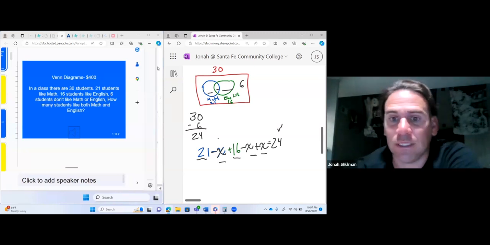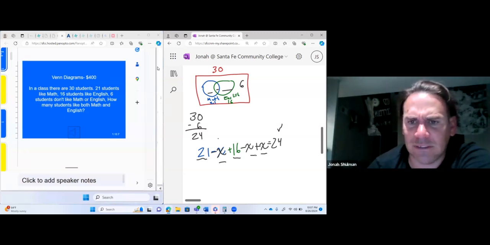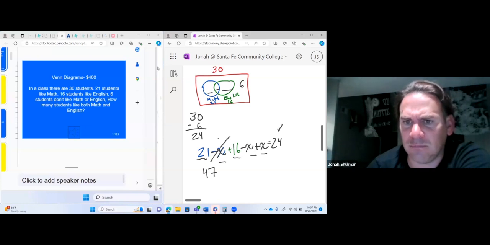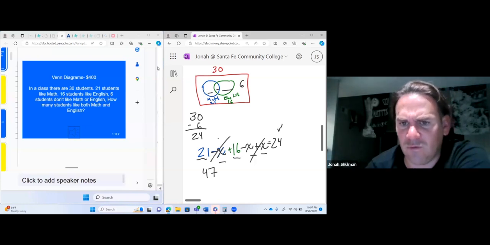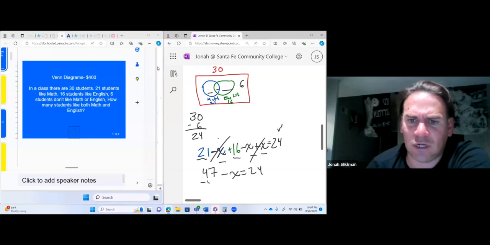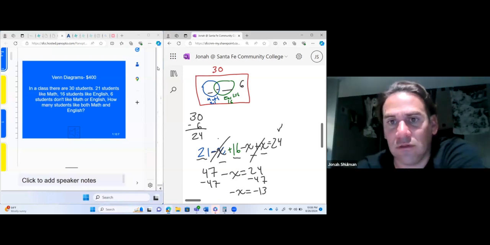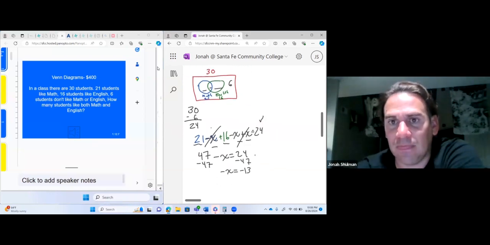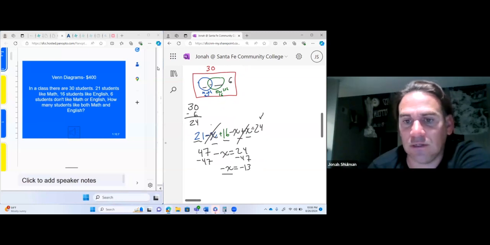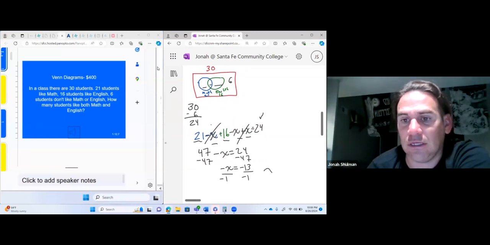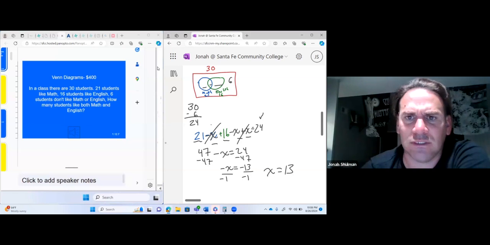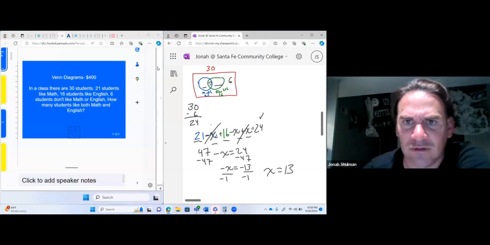So let's see what we get. 21 plus 16 is 47. A negative x and a positive x cancel. So I have 47 minus x equals 24. Subtract 47 from both sides, and I'm left with negative x equals negative 13. Now my last step is to divide both sides by negative 1, and I get x equals a positive 13. So this means 13 goes right here in the middle.